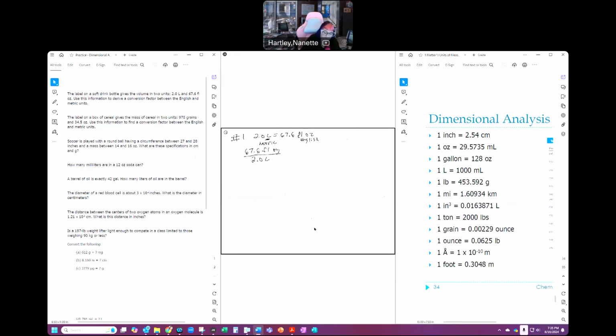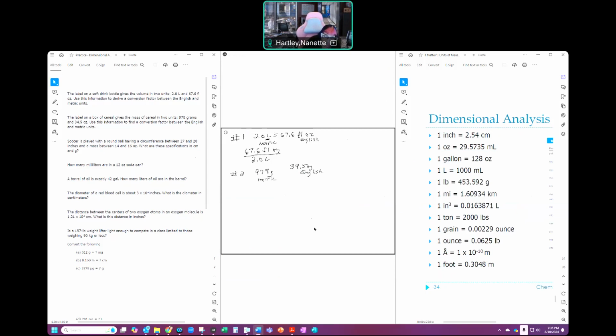Let me talk about the second one, number 2. The label on a box of cereal gives the mass of cereal in 2 units, 978 grams and 34.5 ounces. Use this information to find a conversion factor between the English and the metric. English, metric. This is my English because it's ounces. This is my metric because it's grams.